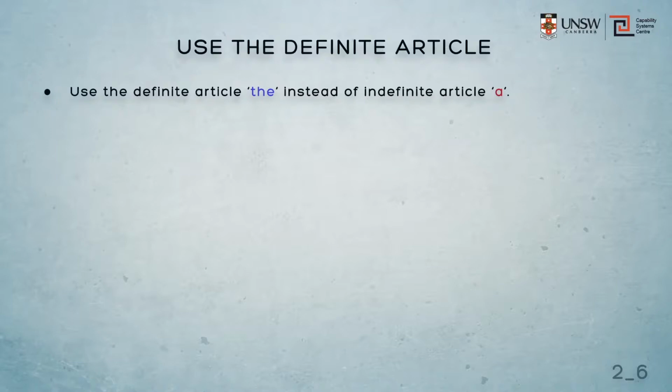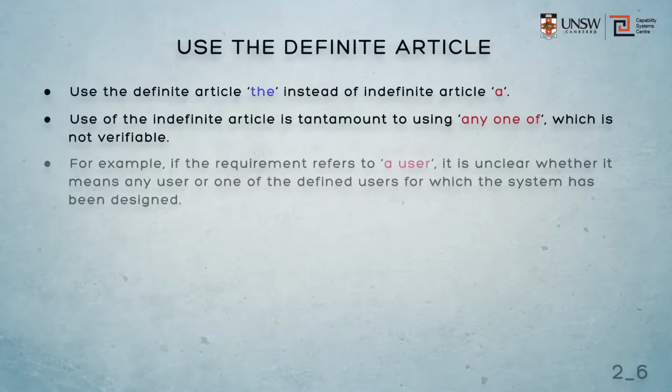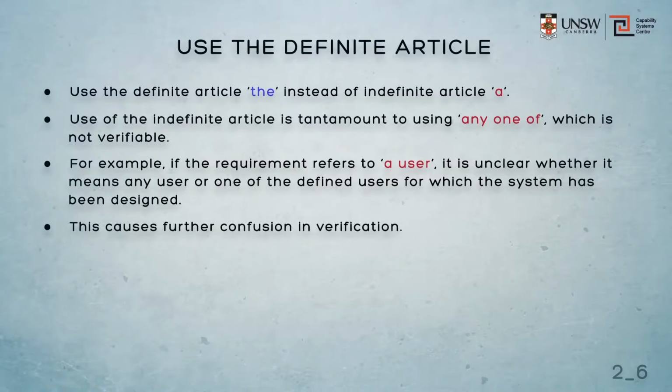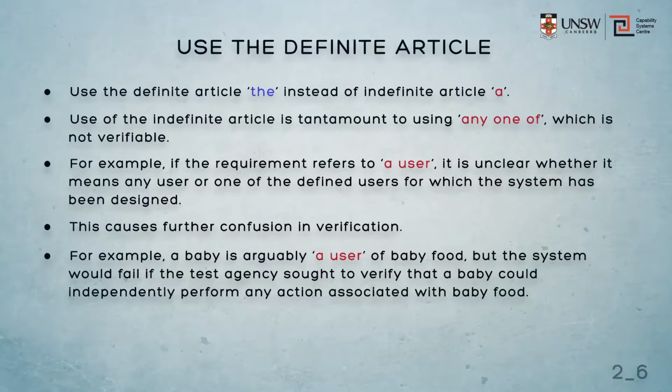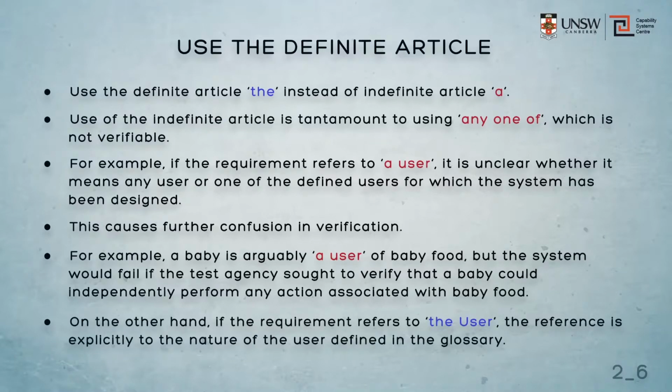The problem is that the use of the indefinite article is tantamount to using any one of, and that's not verifiable. So, for example, a baby is a user of baby food. But the system would fail if the test agency sought to verify that a baby could order, receive, open or serve, or any other act like independently consuming baby food. On the other hand, if the requirement refers to the user, the reference is explicit to the nature of the user defined in the glossary, presumably an adult.